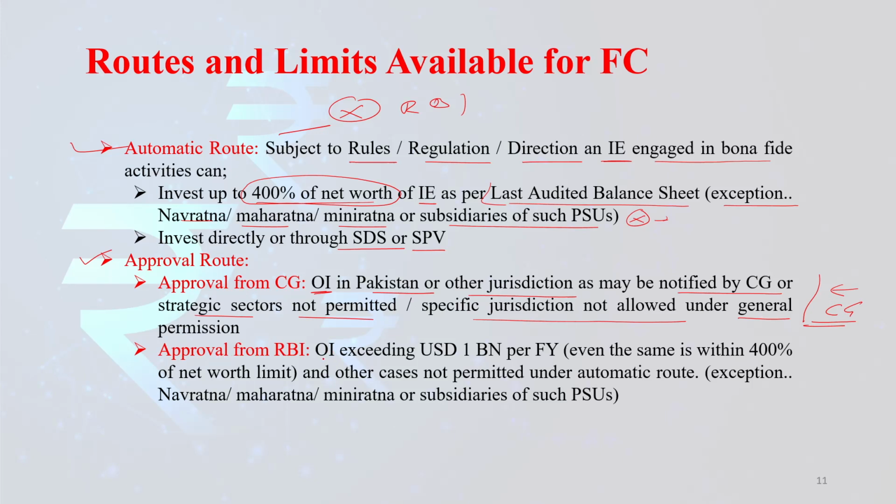So for overseas investment exceeding USD 1 billion per financial year, the limit is given as 400% of net worth. But if any overseas investment is exceeding USD 1 billion per financial year, even if the same is within the 400% of net worth limit, and in other cases not permitted under the automatic route, then in this case the approval from RBI will be required and it is a must.